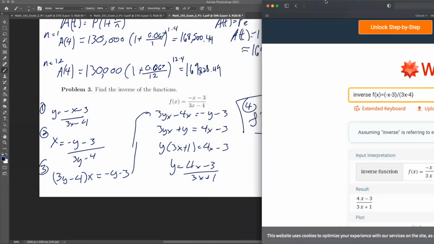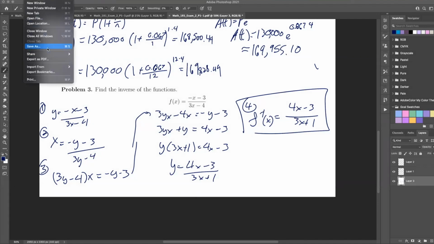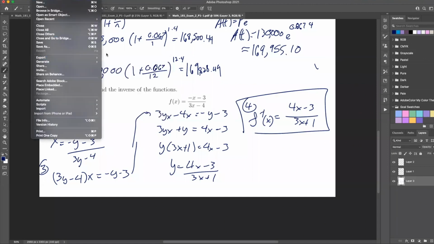So here we can just double check. Did we get this right? Yep, we got this right. Okay. All right, let's go to the next page. Let me just export this. File. Oh, hi. That's why I was like, none of these look right, because you're not in the right program.